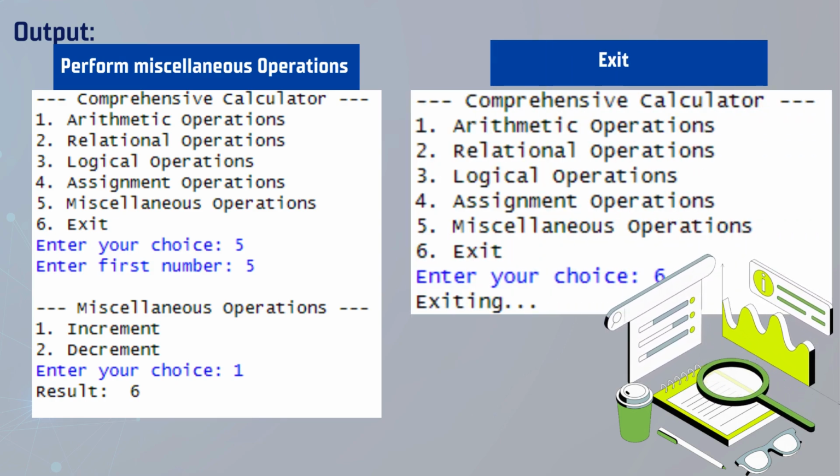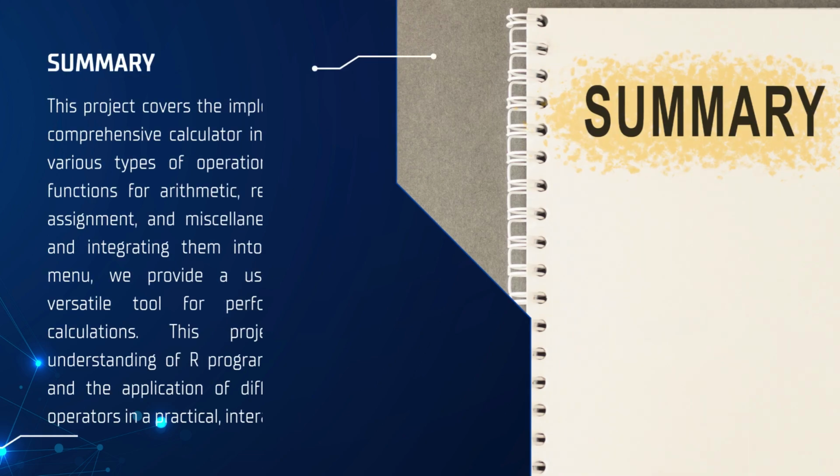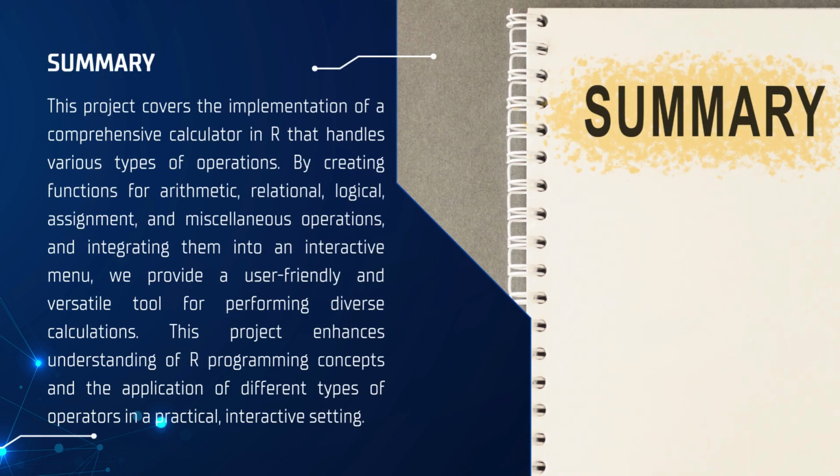Last, choose exit. Summary. This project covers the implementation of a comprehensive calculator in R that handles various types of operations. By creating functions for arithmetic, relational, logical, assignment, and miscellaneous operations, and integrating them into an interactive menu, we provide a user-friendly and versatile tool for performing diverse calculations.